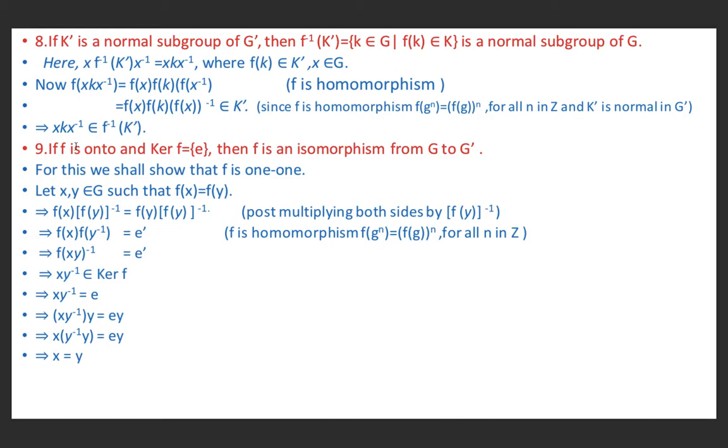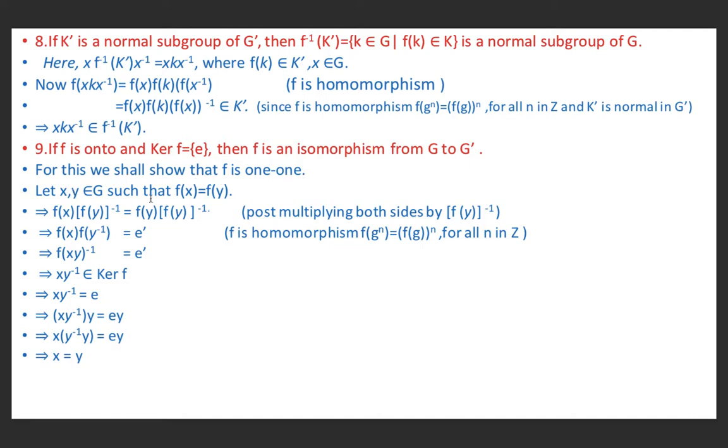Next property is, if f is onto and kernel of f equal to {e}, then f is an isomorphism from G to G dash. It is already given that f is a homomorphism. Also it is given that f is onto. So to prove f is an isomorphism, it is left only to prove that f is 1-1. So for this we shall show that f is 1-1.